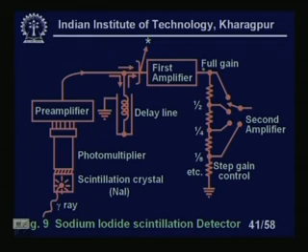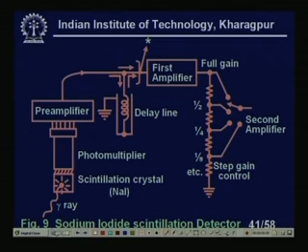I am getting a large gain. Obviously, there should be a high voltage that we have not drawn. A high voltage section is necessary, because the photomultiplier tube needs a high voltage to operate. So, I am getting a current, and I will get further amplifiers, and this is attenuated.